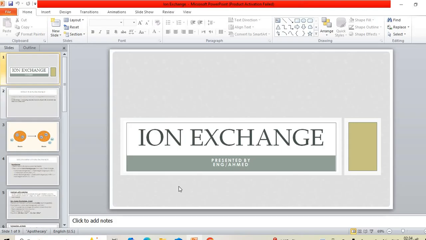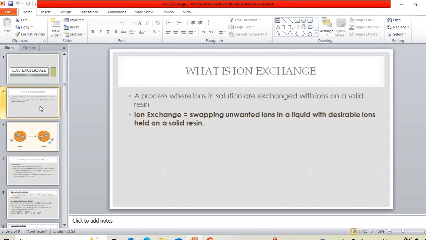So, what is ion exchange? Ion exchange is a process where ions exchange or swap between the solution and the resin. It's a swapping process where you get out unwanted ions in a liquid and replace them with desirable ions needed in the liquid.